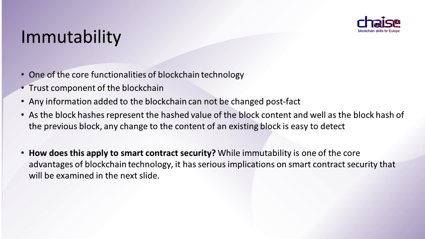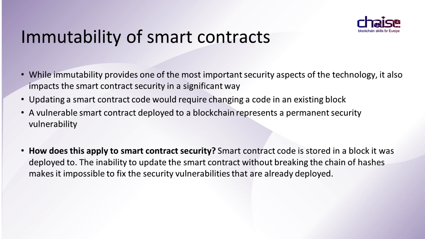How does this apply to smart contract security? The smart contract code written to the chain cannot be changed. Any vulnerabilities are permanently added to the chain. Smart contract code is stored in a block it was deployed to. Updating the code of a deployed smart contract would require changing the code in an existing block already included in the chain. A vulnerable smart contract deployed to a blockchain represents a permanent security vulnerability.